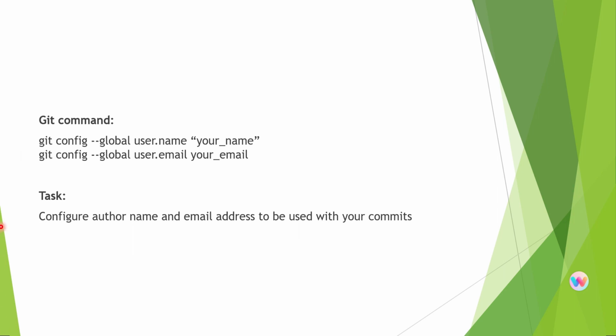Before starting any software development using Git, we configure the author name and email address which has to be displayed in the commit message. So these are two commands which configure the username and email ID which will be displayed in the commit message. The first command configures the author name. The author name has to be in quotation marks, and then the second command configures the author email ID.